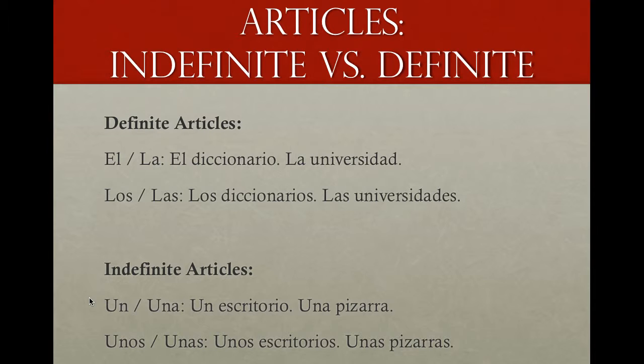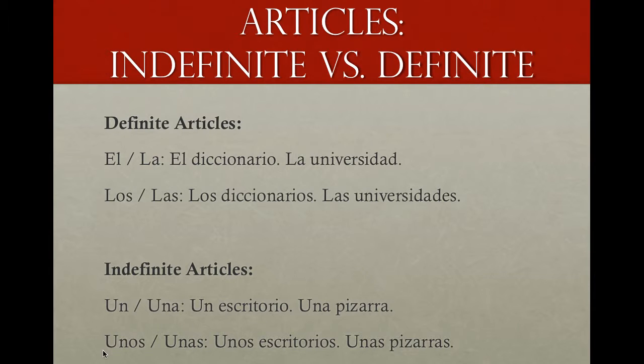Now, these indefinite articles refer to something that is not definite, that doesn't have a specific number. So, for example, un escritorio, a desk, una pizarra, a blackboard, or a chalkboard. We're not necessarily referring to a specific chalkboard or a specific desk.